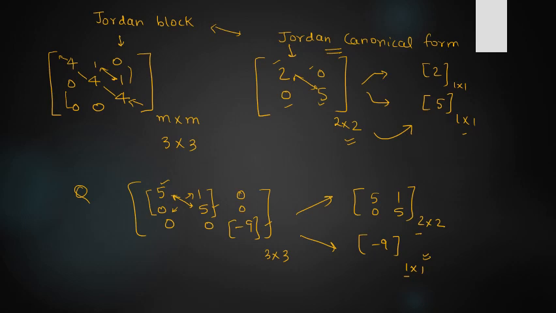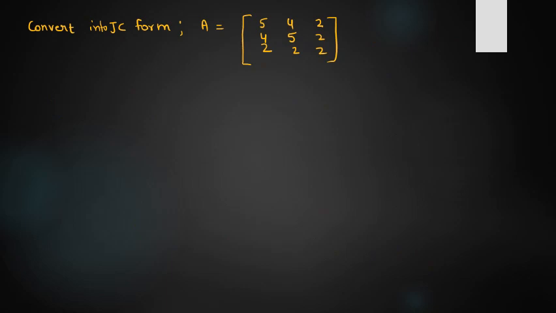Okay, so here, what is given to us is a question to convert a matrix into Jordan canonical form. This matrix is given to you. So in order to convert into Jordan canonical form, you have to remember a few steps, okay? It will be more of a question, and you will get the concepts from the question. So this is your matrix.